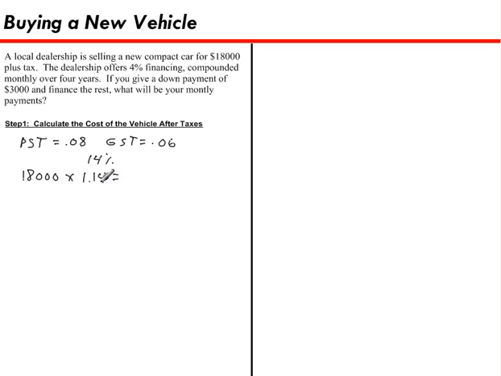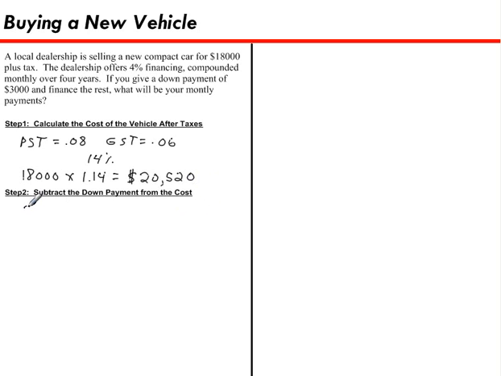And feel free to use your calculator for this step, but I'll just show you that the final cost of the car is $20,520. So the tax does play a fair role in this question. Now that we've got the cost of the car after tax, we can deduct the down payment to figure out what's left over. And what's left over is what will be financed, or what you'll make monthly payments on. So let's go to step 2.